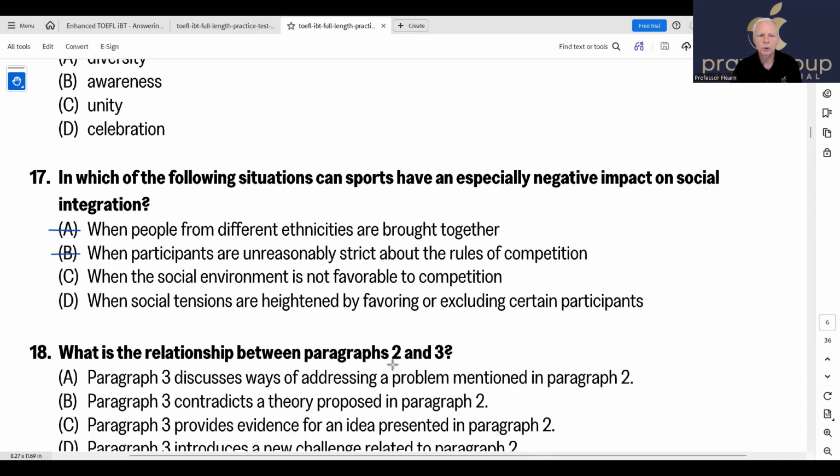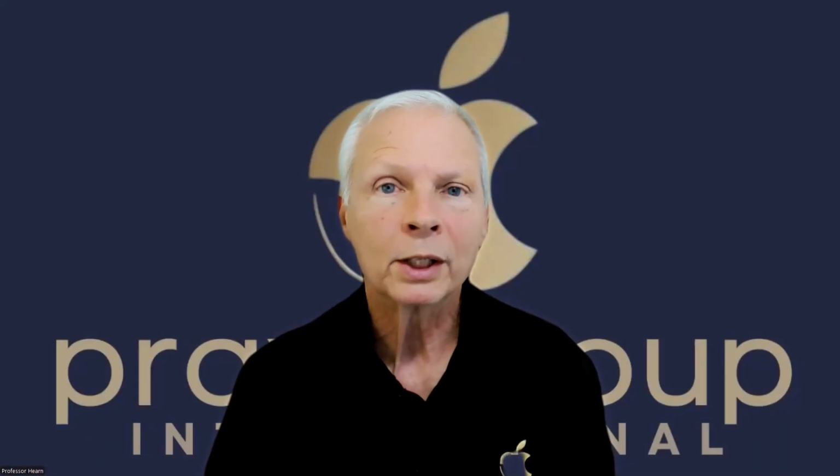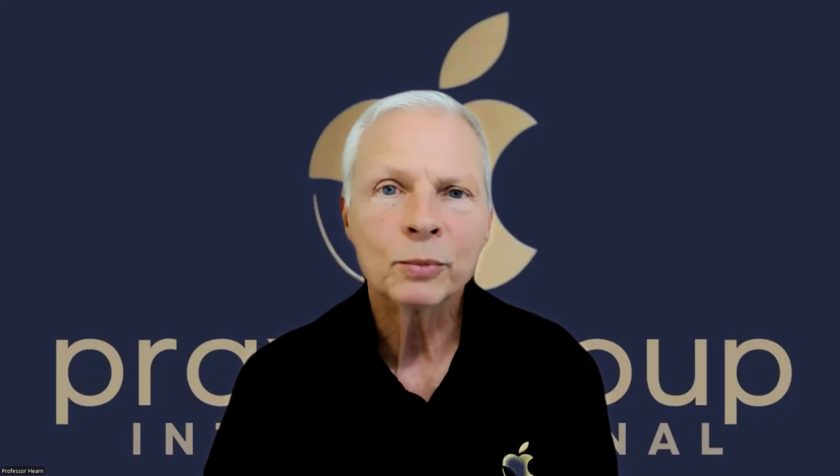Choice C is about social environments not being favorable to competition. That's not the main idea. But what about choice D? Social tensions heightened by favoring or excluding certain participants. Yes, that is more like what was stated in our clue, and therefore you can eliminate choice C and pick choice D with confidence. Yes, as you can see, to make questions harder, it's just more intimidating.